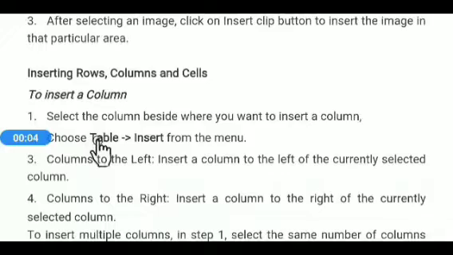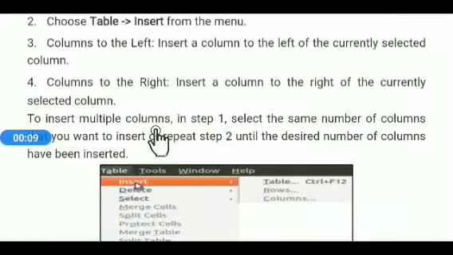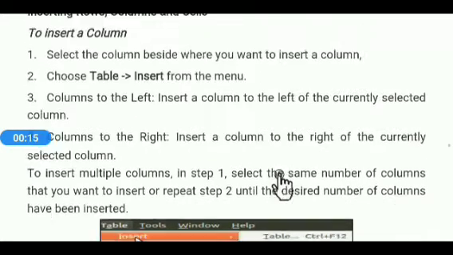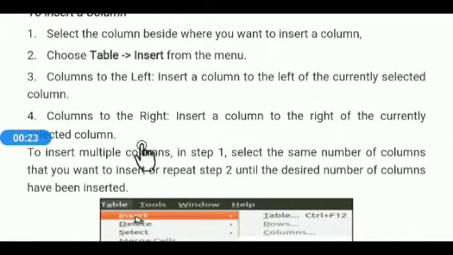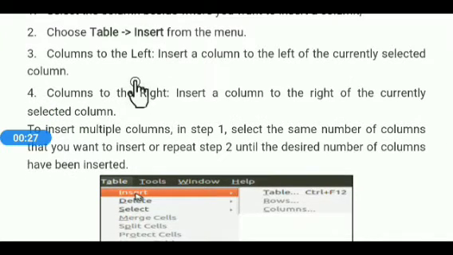Then next is inserting rows, columns and cells. To insert a column, select the column where you want to insert a column, then click on the table menu, then click on the insert option, then click on the column option. When you click on the column option, two options will appear, column to the left and column to the right. If you want to insert a column on the left side, click on the column to the left option, and if you want to insert a column on the right side, click on the insert column to the right option.